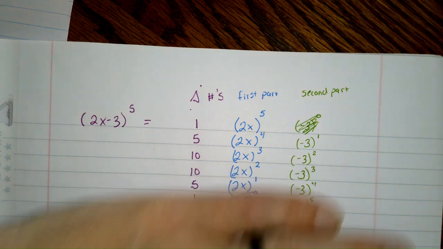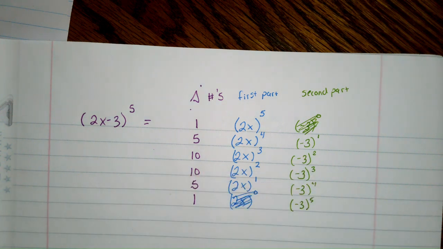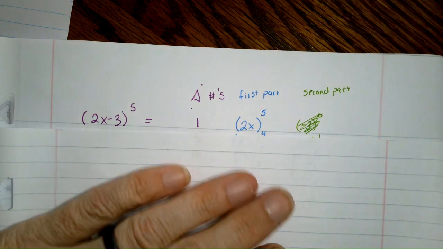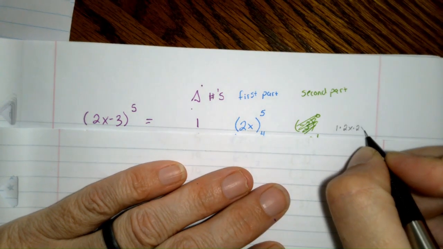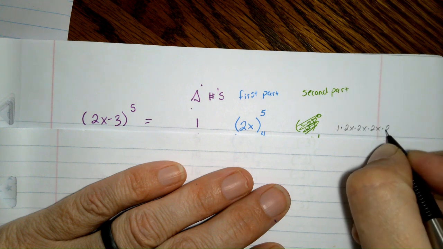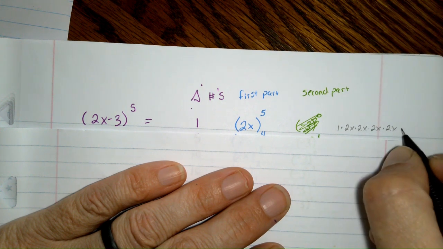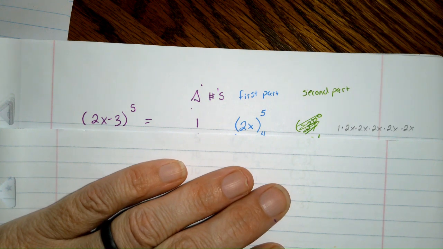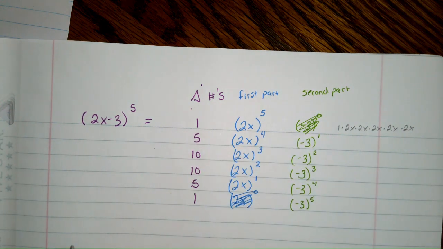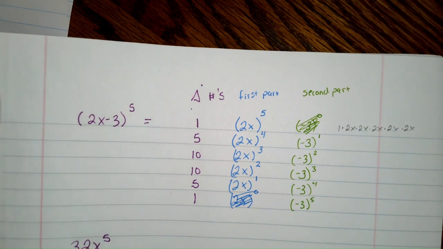Okay, so on our top line here, we have 1 times 2x times 2x times 2x times 2x. That's 1, 2, 3, 4 times 2x. So if you were to multiply that all out, you would get 32x to the 5th. Check.